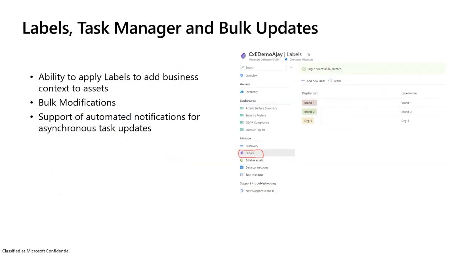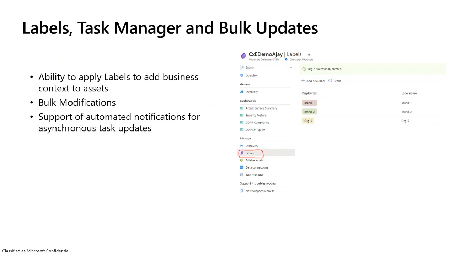The next feature is about labels. Labels are the most important thing right now in EASM, because if you want to organize your assets, if you want to categorize your assets, then labels are how you do it. When the discovery is completed, you have a workspace with a bunch of assets. Now, the process of managing that workspace can be done, and labels are the tool to do it.